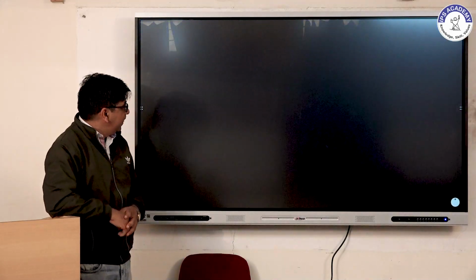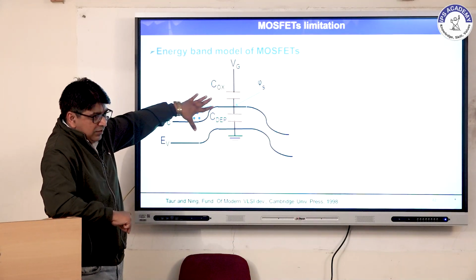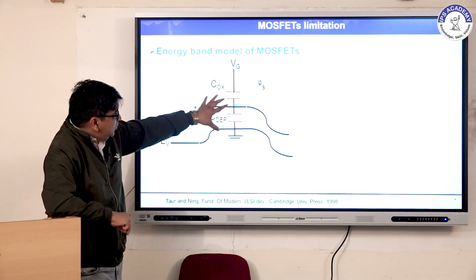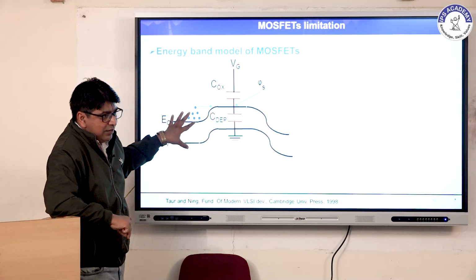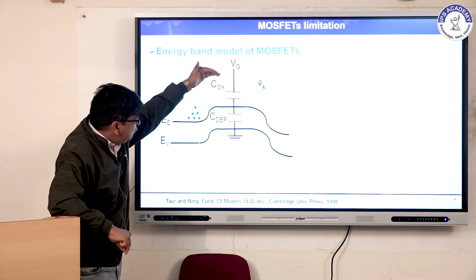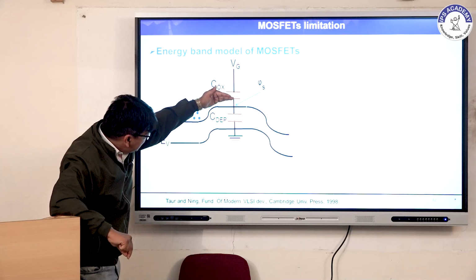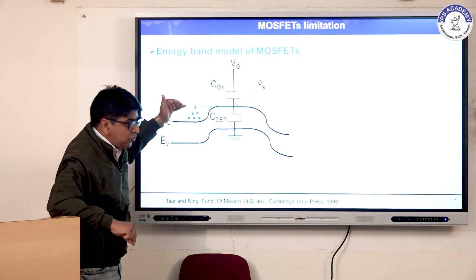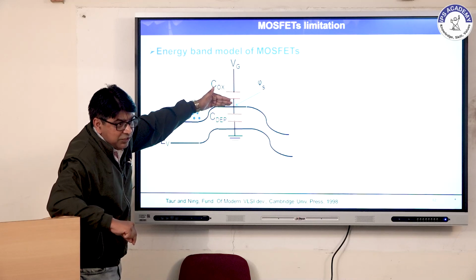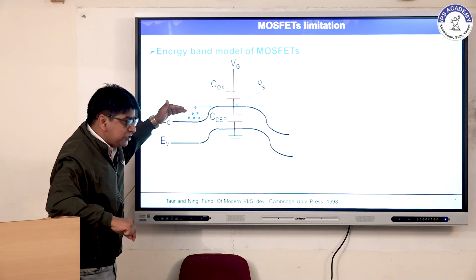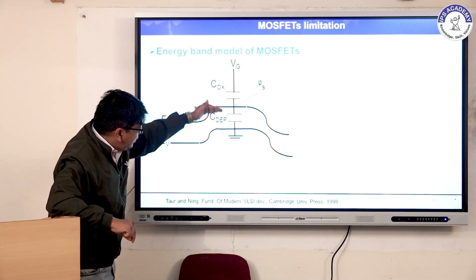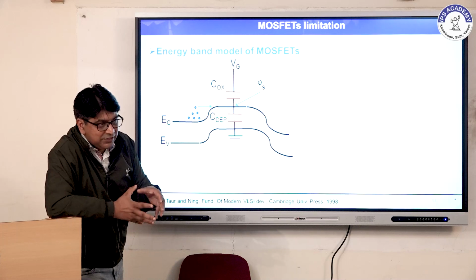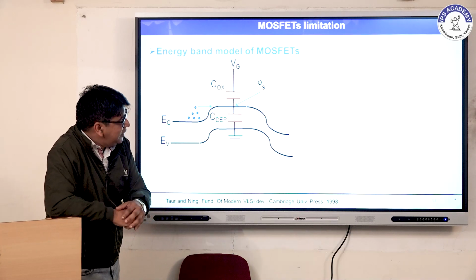Go to the next slide. Here I will give the answer why 60 millivolt is the limiting factor. This is the MOSFET energy band diagram. If you increase the gate voltage, this energy band will go down. The current will start from the source conduction band to the channel conduction band. The barrier will reduce, and the capacitances are also involved: oxide capacitance and depletion capacitance.